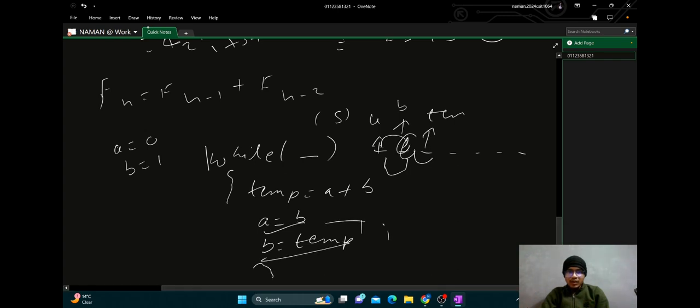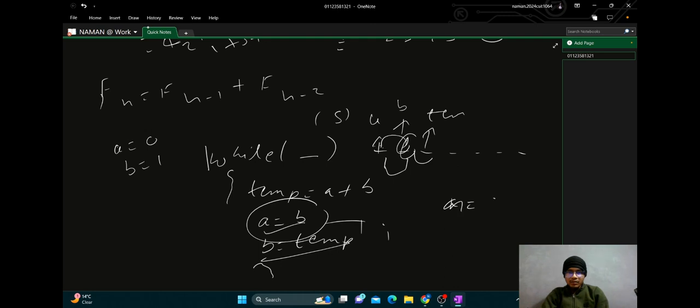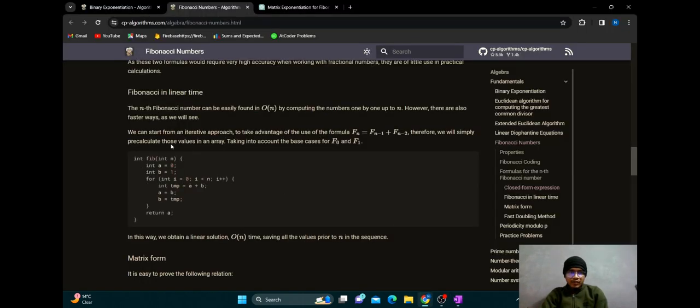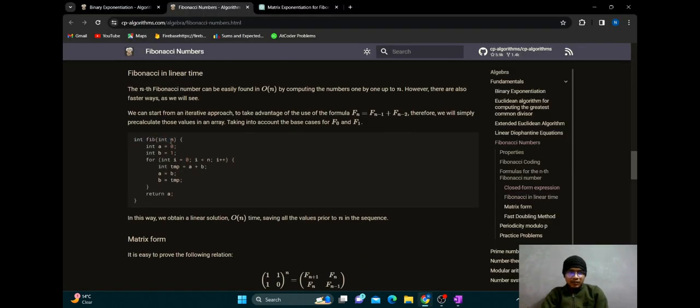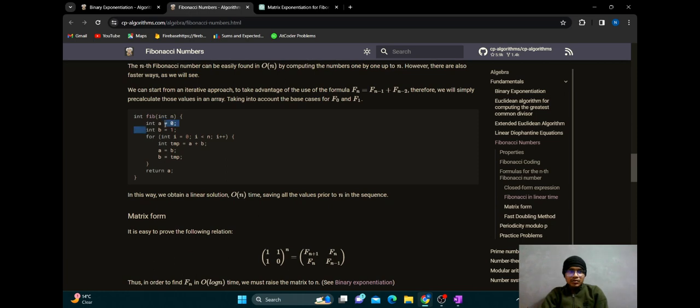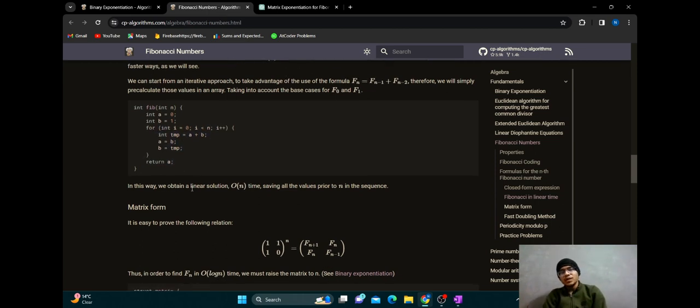This is the equation, and at the last, the nth number will be in the variable a. This is a simple approach for finding the Fibonacci number in linear time. In Fibonacci, it is a function: int a equal to 0, b equal to 1. For int i equal to 0, i less than n, i plus plus, int temp equal to a plus b, a equal to b, b equal to temp, return a. It is a simple function, and in this way you can obtain the nth Fibonacci number in O of n time.